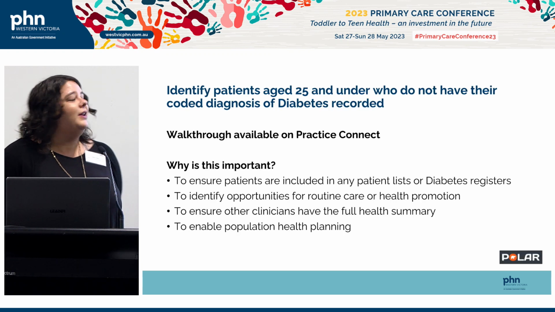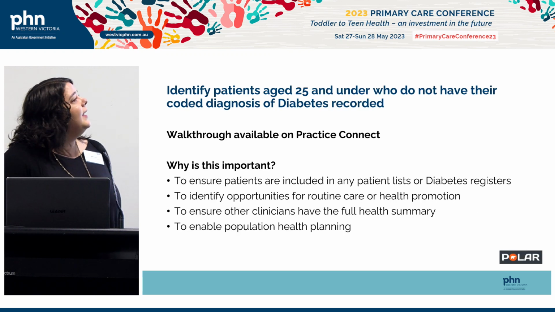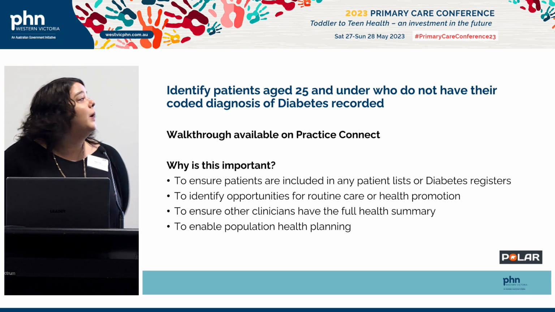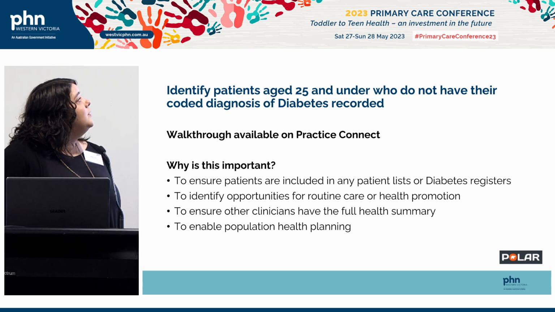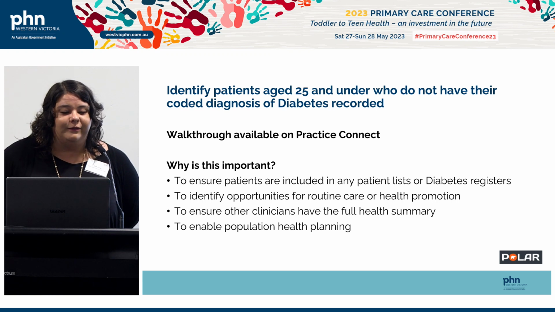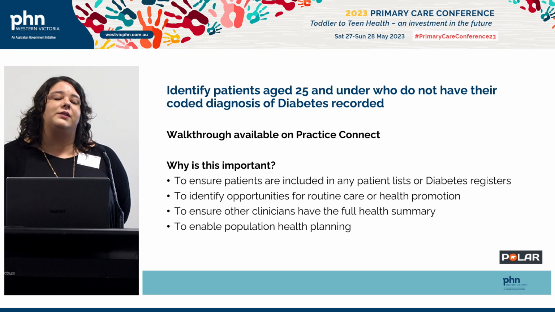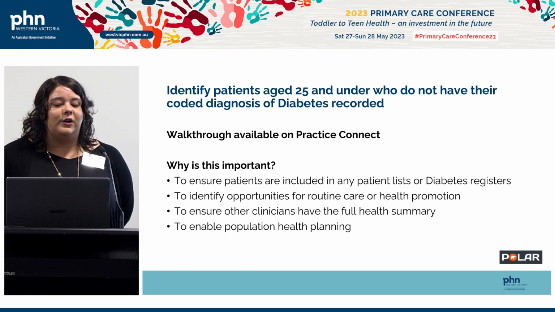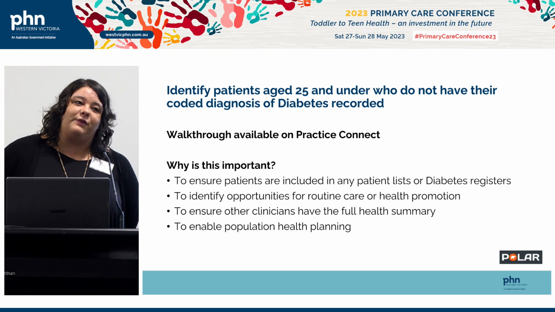So the first activity I'm going to do is I'm going to open up this cool program called Polar, and I'm going to try and identify patients who are under 25 and don't have a coded diagnosis of diabetes recorded. Johnny's got diabetes, but it's not sitting on his file appropriately.